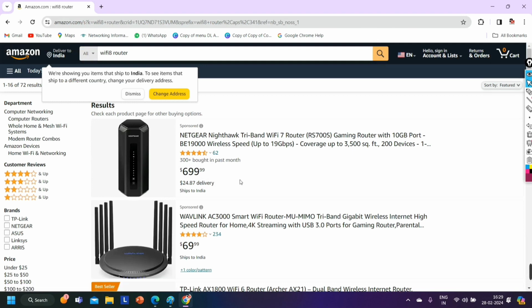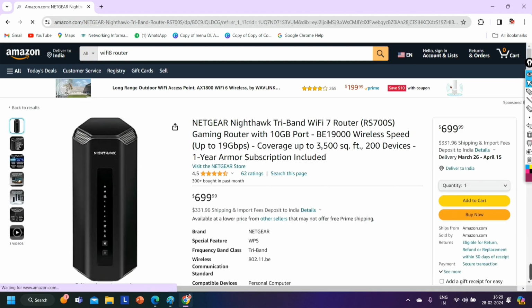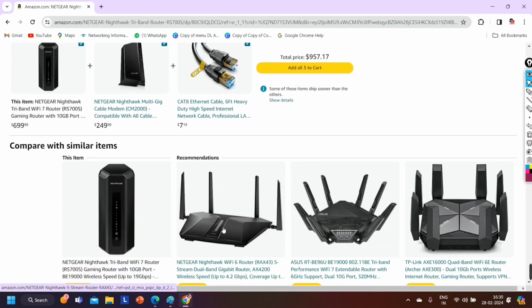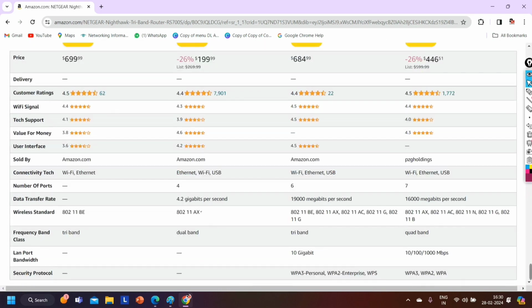Price of this device is, guys, $700, right? Distance is 3500 square feet, right? 200 devices. It can manage 200 devices, right? Gaming router with 10 GB port. Then you can learn about the standard and the rest of the things.